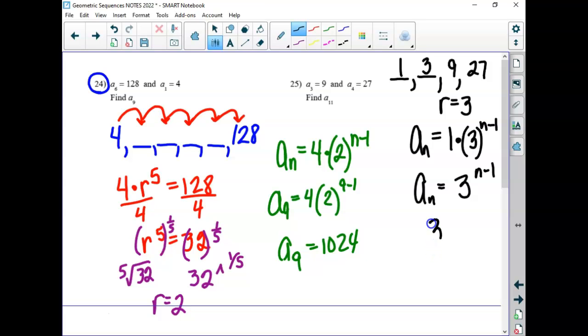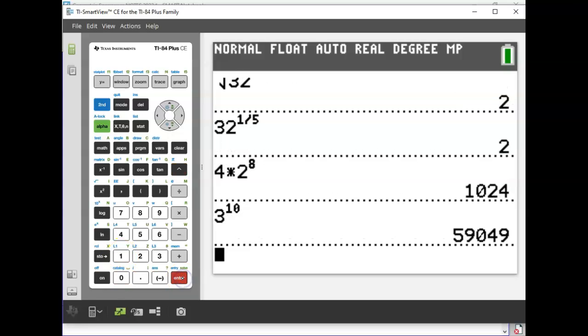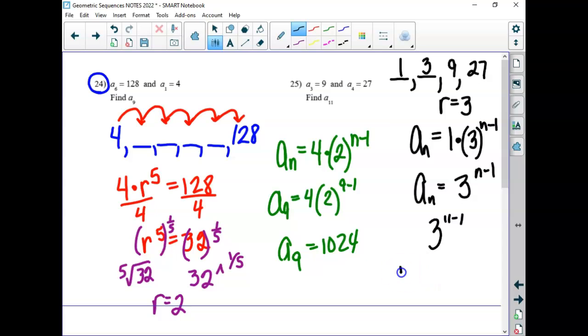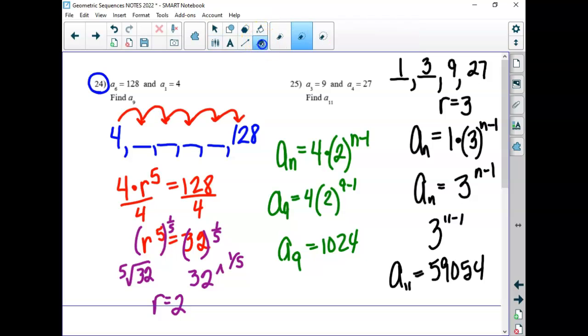How do we find the 11th term then? 3 to the 10th, which is something kind of big. 59,054. Someone else get that? I did 11 instead of 10, didn't I? I don't know what I did. Is that right? Did I write it down wrong? I got that too. I wrote it down wrong. Okay, tell me again. 59049. Okay. See, that's what happens when I can't see my screen. Thank you. The notes won't make much sense if I write them down wrong.